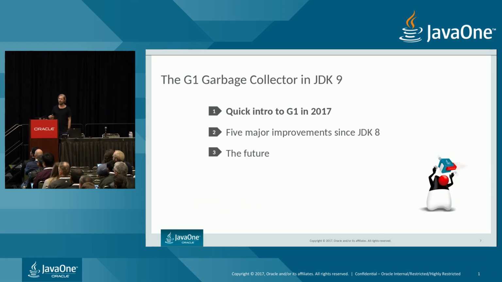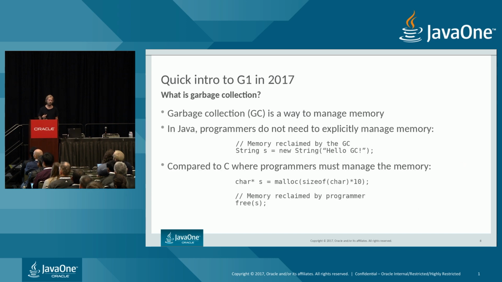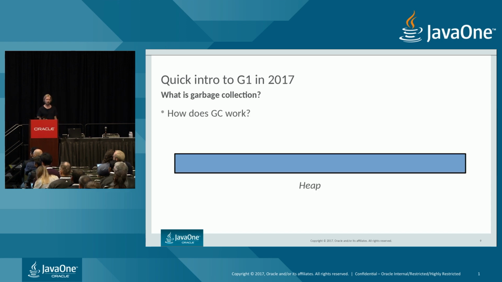So, a quick intro into G1 in 2017. First of all, what is a garbage collector and what is G1 solving? Well, garbage collection is a way to manage memory. So in Java, programmers do not need to explicitly manage the memory themselves. You will allocate your objects with new, and then the memory will be reclaimed by the garbage collector once it's no longer in use. You can compare this to C, where programmers must manage the memory themselves using malloc and free.